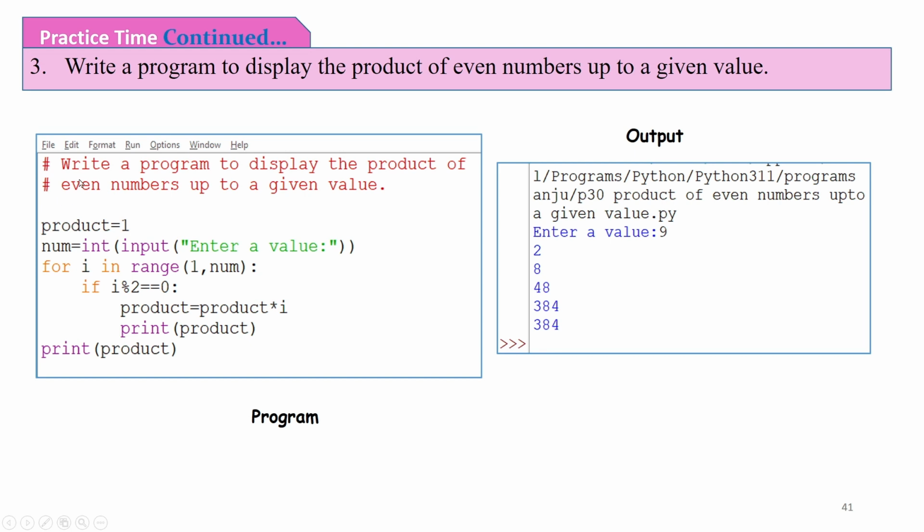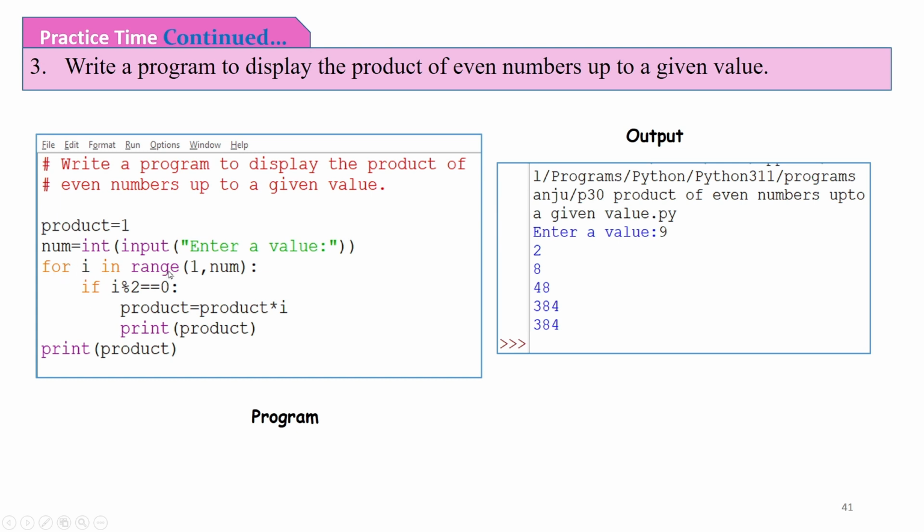Now in this I have written the question as it is in the remark part: write a program to display the product of even numbers up to a given value. Just look at the program carefully to understand, if you haven't understood the meaning of the program. Now I have initialized product as 1. In the num variable, we have accepted the value from the user. Only the even numbers lying between 0 and that number will be multiplied.